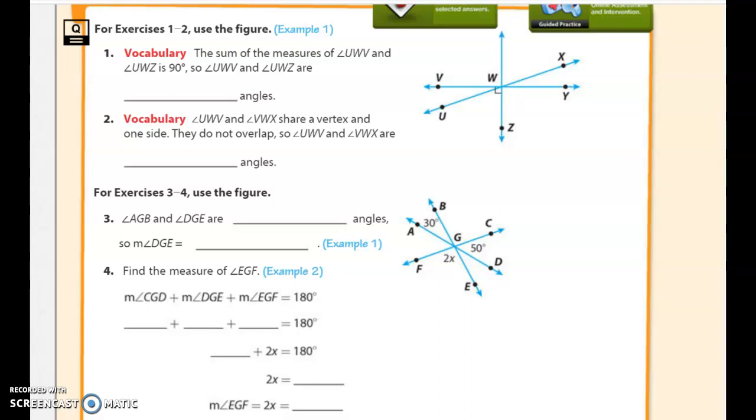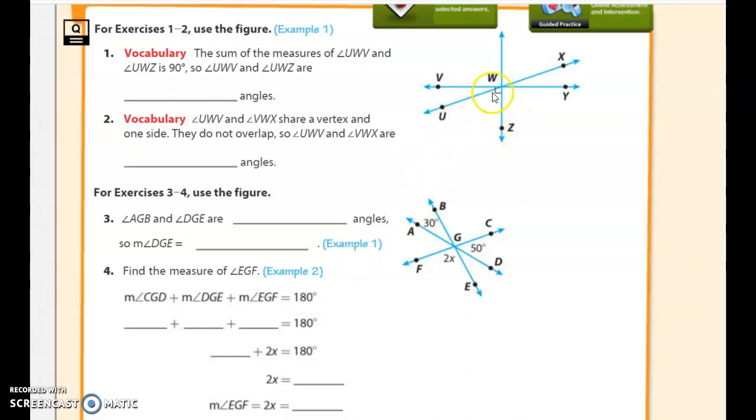All right, so number 1, if we're looking at this particular shape here, we see the sum of measures of angle UWV. For those of you unaware of how angles are named, the vertex is always in the middle of your lettering. So there are normally 3 different letters that name an angle. Angle UWV, that's U, W for the vertex, V, and angle UWZ. So these two angles together, this one and then this one, form what kind of angle?